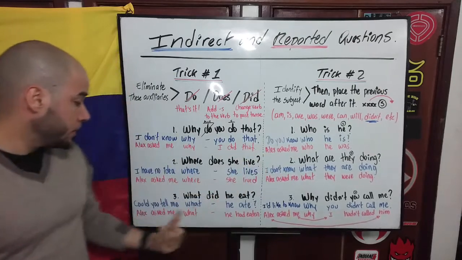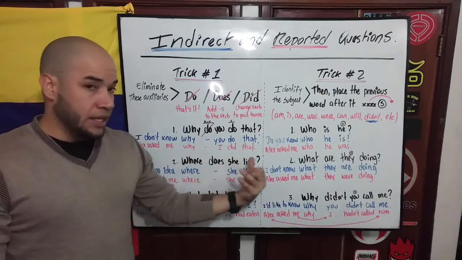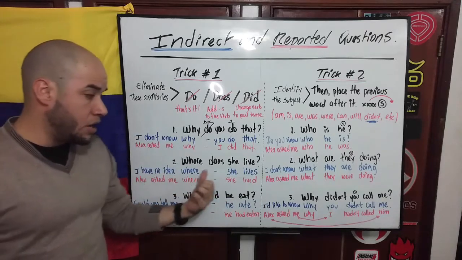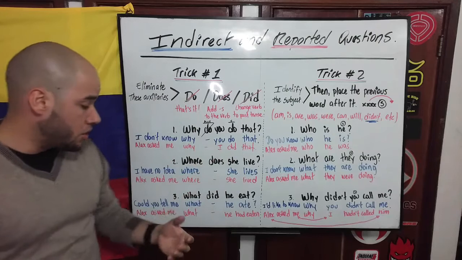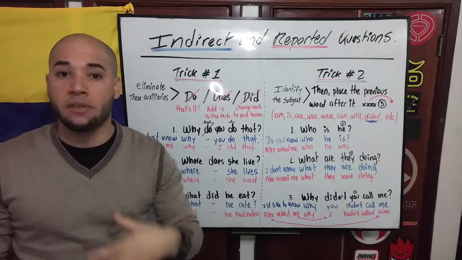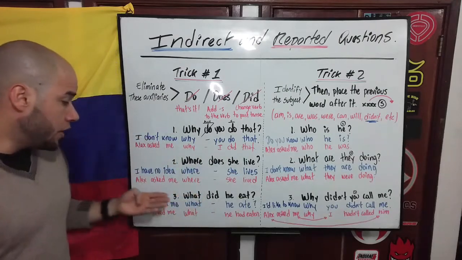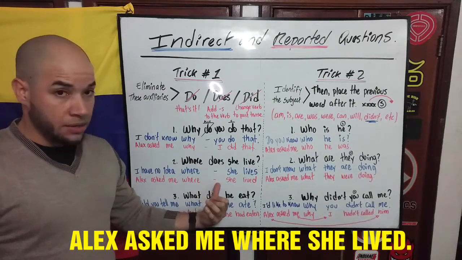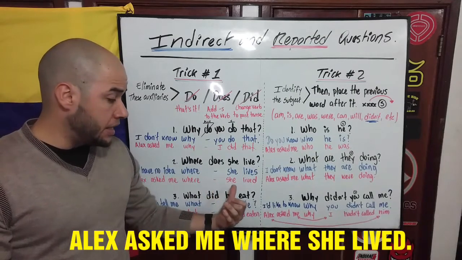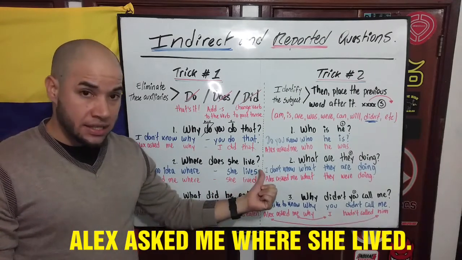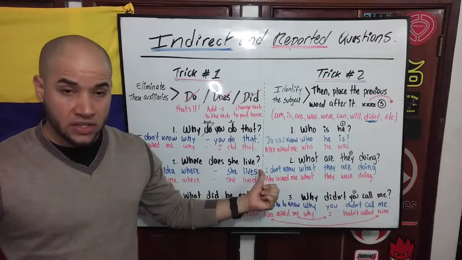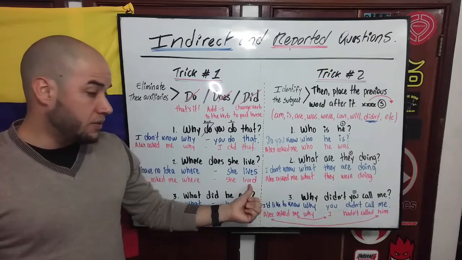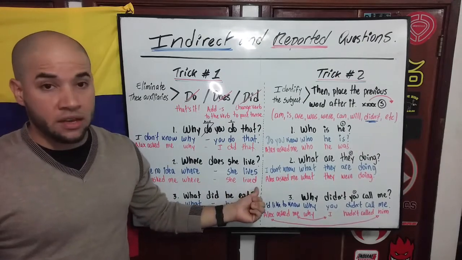Then we have number 2. Where does she live? We start the process by making an indirect question and say, I have no idea where she lives. This is only to make it easier, but it's not necessary to go through the process of making an indirect question, okay? So then we have, Alex asked me where, we eliminated does, and then she, the verb is in present. As I said before, the present tense changes to past tense, so we say lived instead of lives. She lived and not she lives.